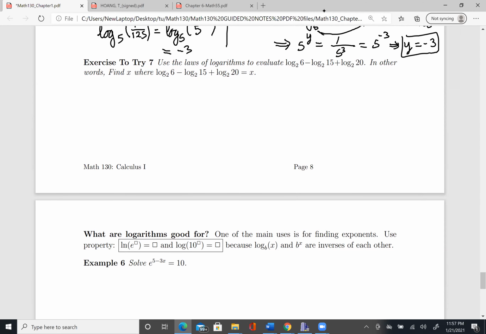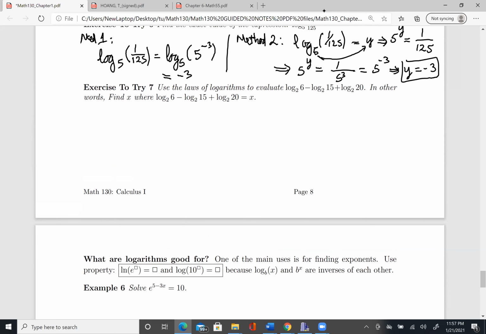Number 7. Use the laws of logarithms to evaluate log base 2 of 6 minus log base 2 of 15 plus log base 2 of 20. In other words, log base 2 of 6 minus log base 2 of 15 plus log base 2 of 20 equals x.